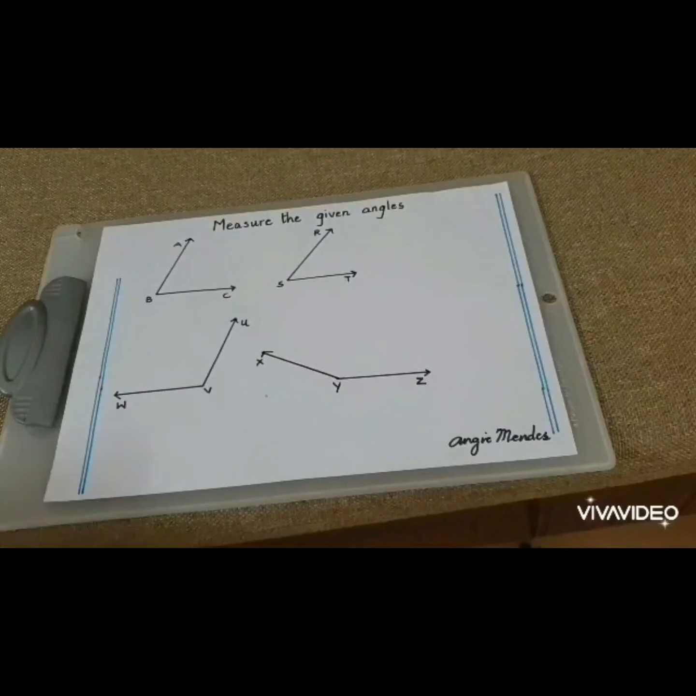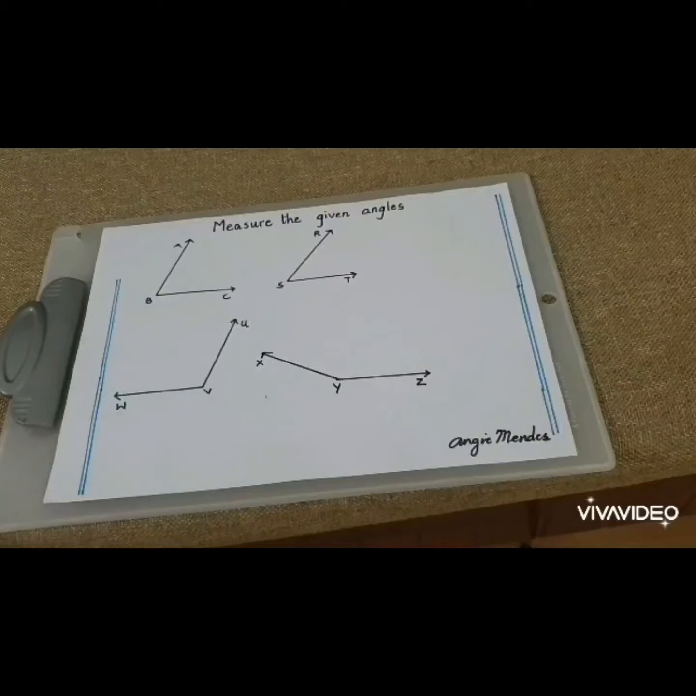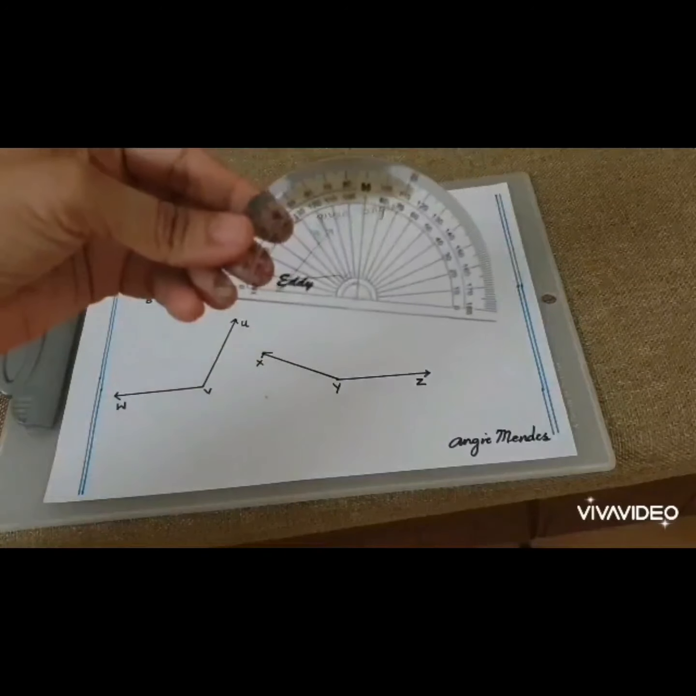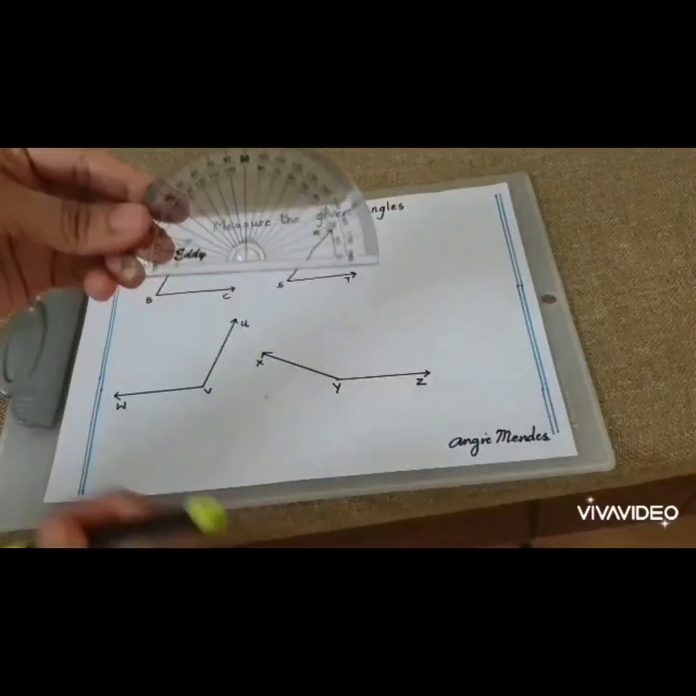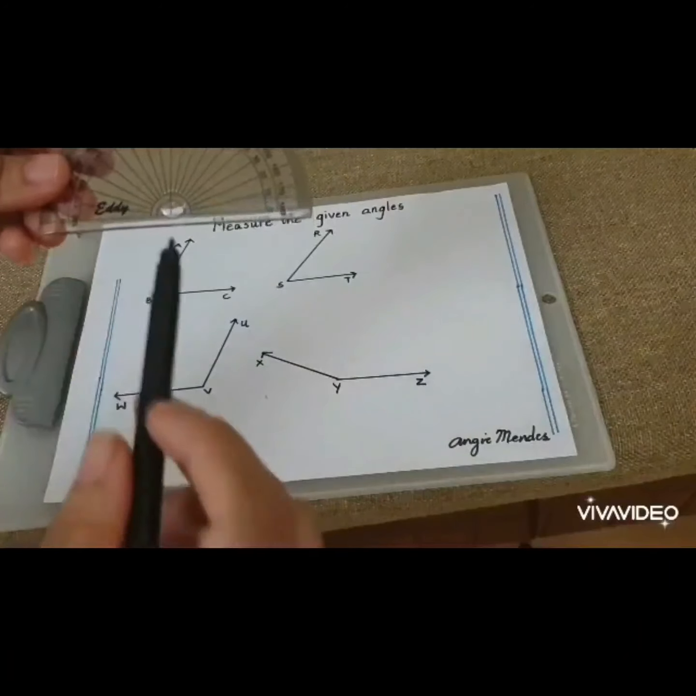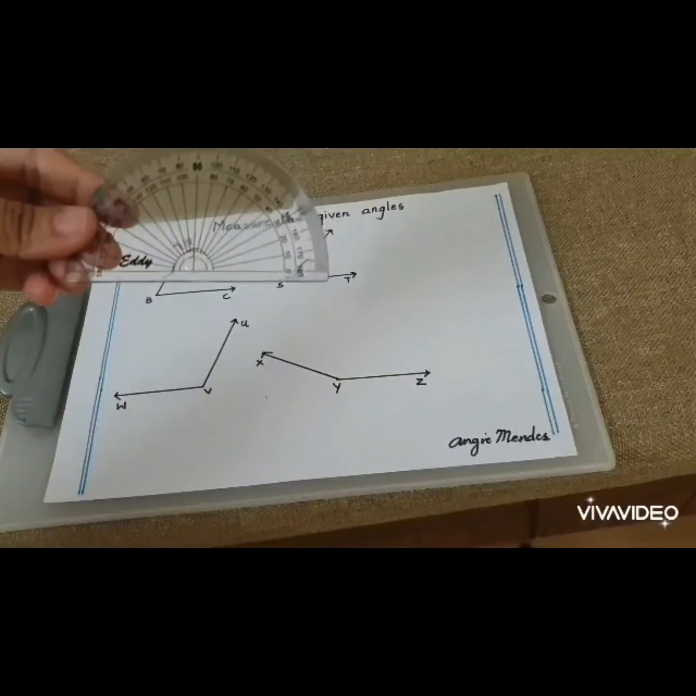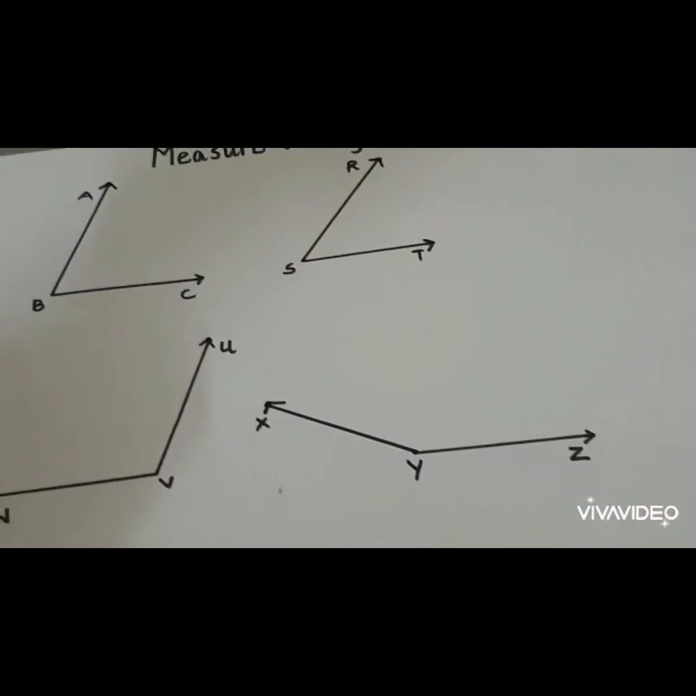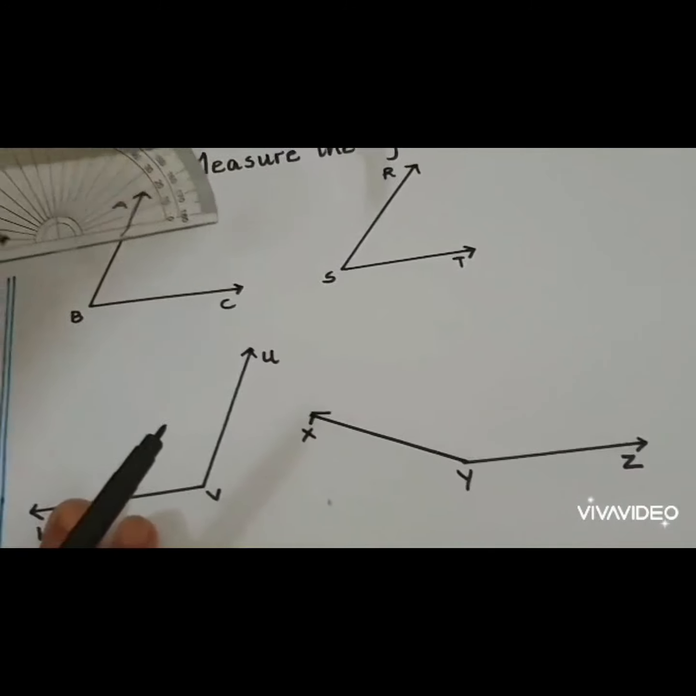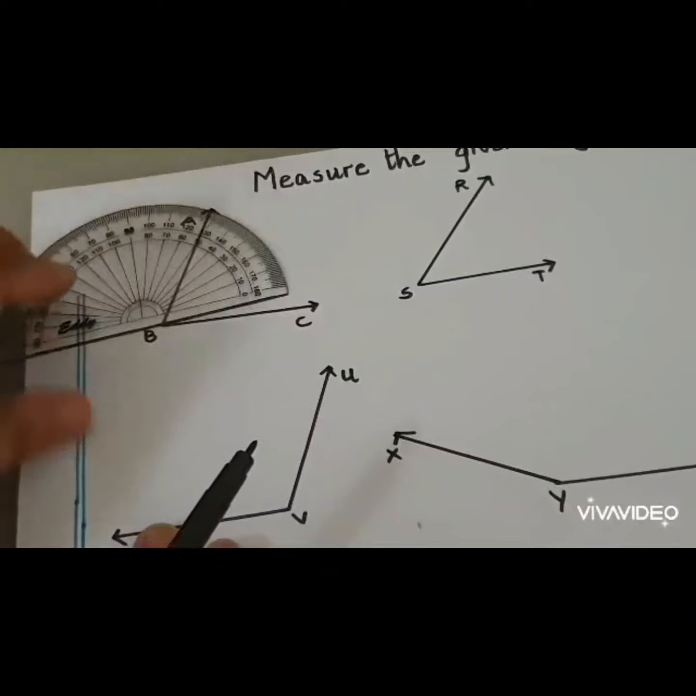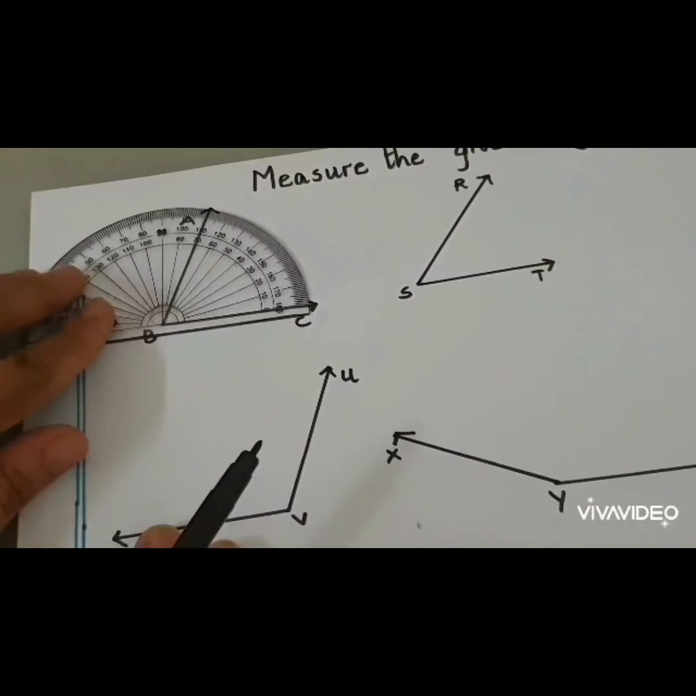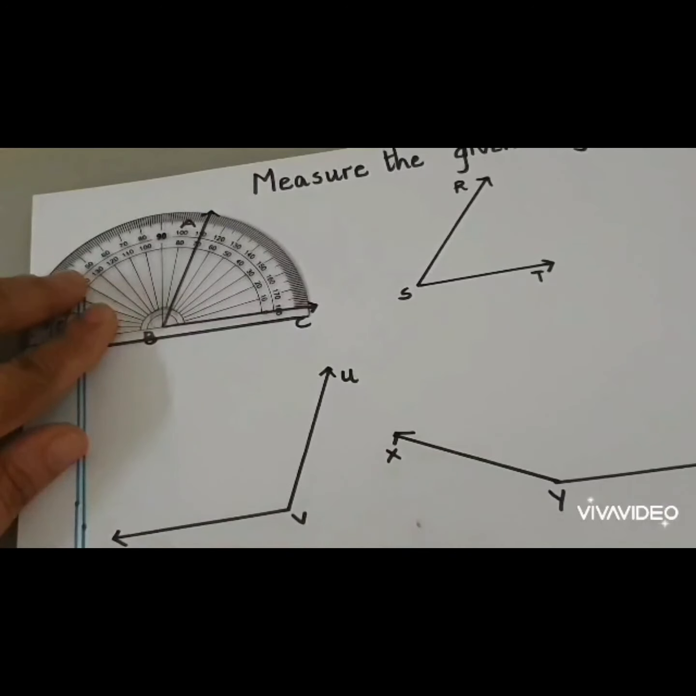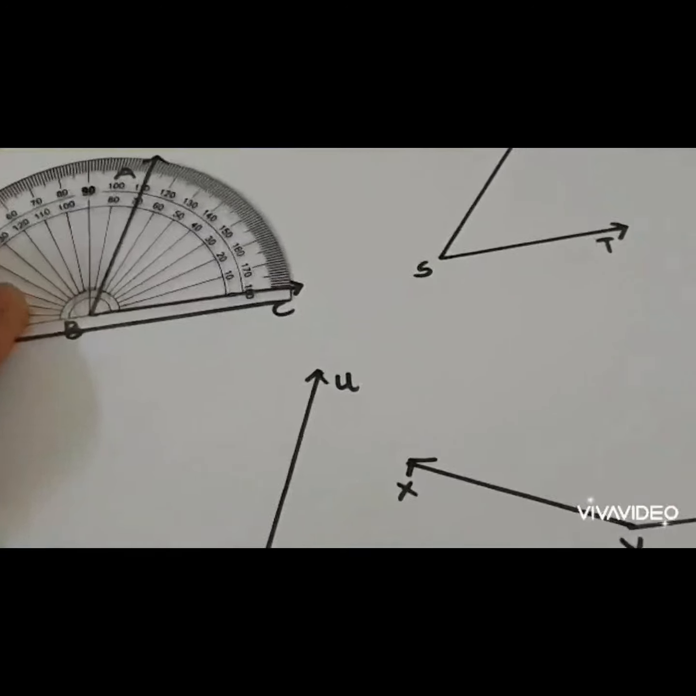We will see now how we can use the protractor to measure the given angles. To measure the given angles, first locate the center of the protractor. Align the center of the protractor with the vertex of the angle. In this case, in the first angle ABC, the vertex is B. So we will align the center of the protractor with point B. Align the base of the protractor with the arm BC.